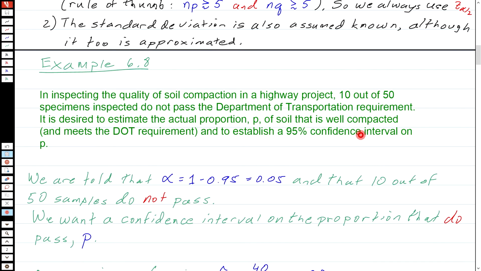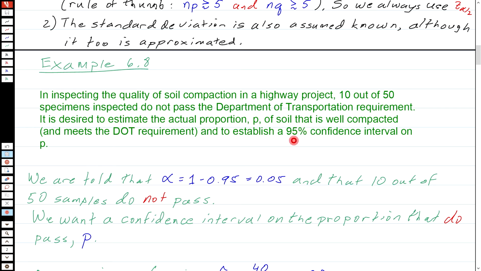Okay, so let's illustrate this with an example. Let's suppose we've got a soil compaction problem, and on a highway project, 10 out of 50 specimens suspected do not pass the DOT requirement, Department of Transport requirement. We want to estimate the actual proportion of soil that is well compacted. So we're trying to estimate P, the proportion of soil that is well compacted. We're told the ones that are not well compacted, that didn't pass, so we're going to have to invert this information to estimate the P value. And then we want to establish a 95% confidence interval on P.